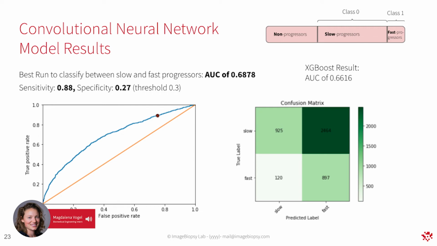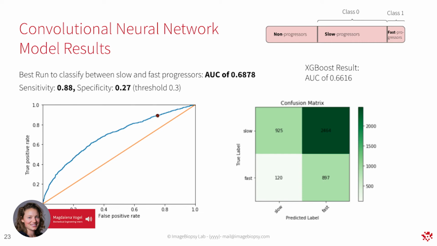With this experiment, again excluding the non-progressors, we could achieve an AUC of 0.69. Which was higher compared to just using the numeric data. So the image definitely brought some information for the prediction. And with a sensitivity of 0.88 at the red point on the ROC curve.